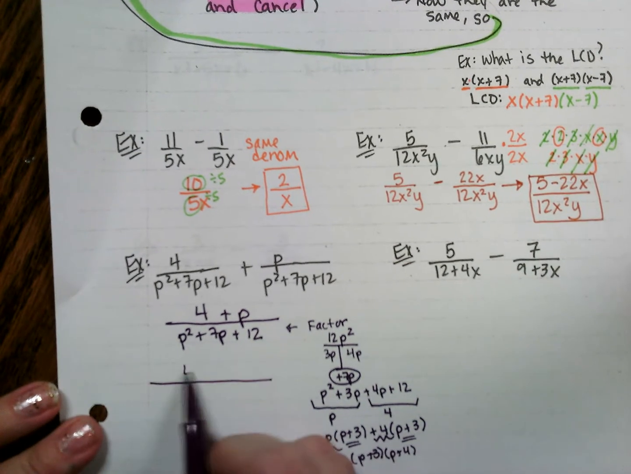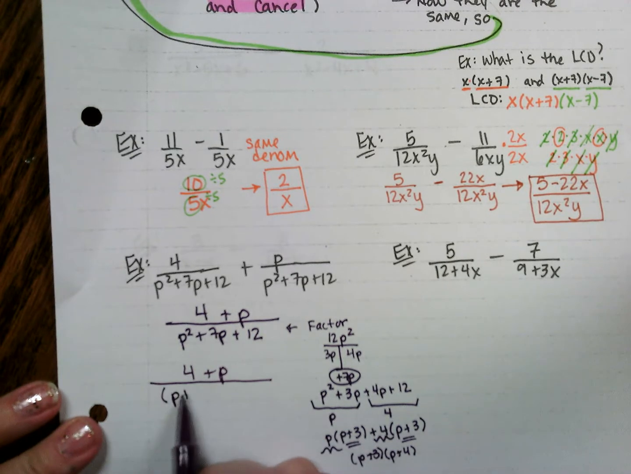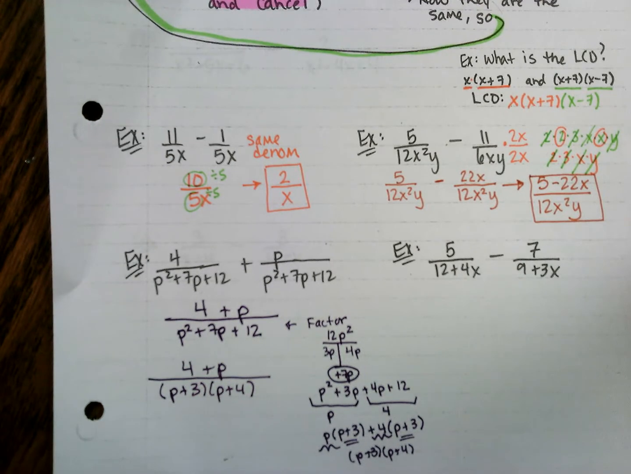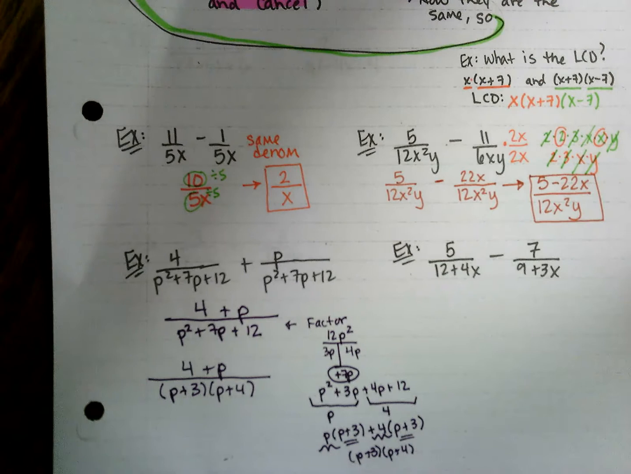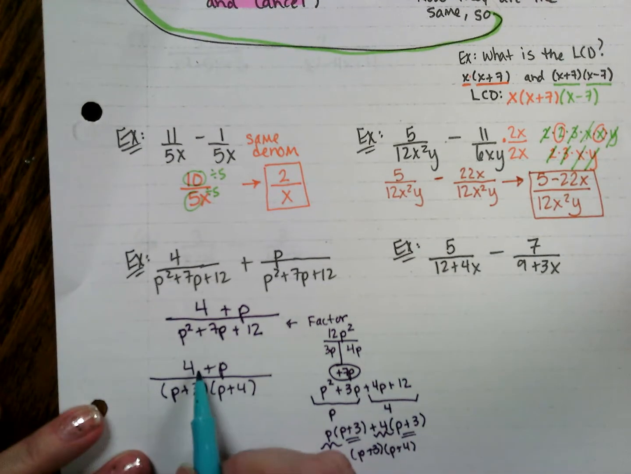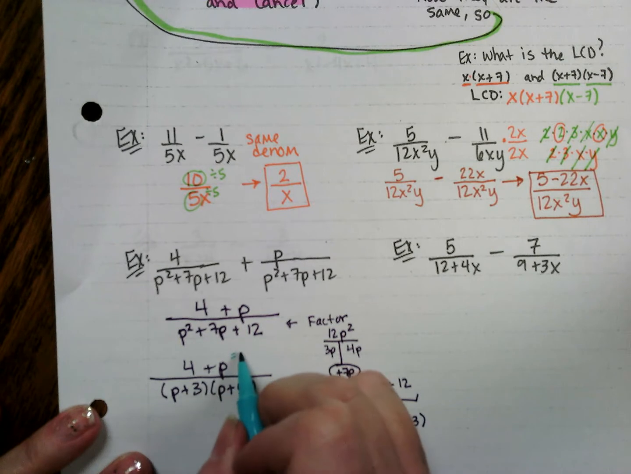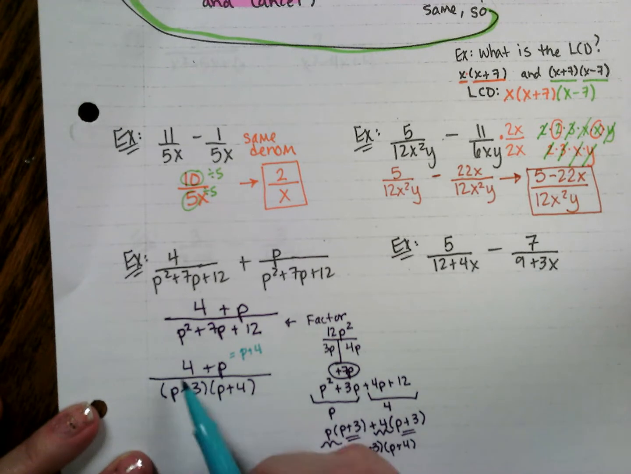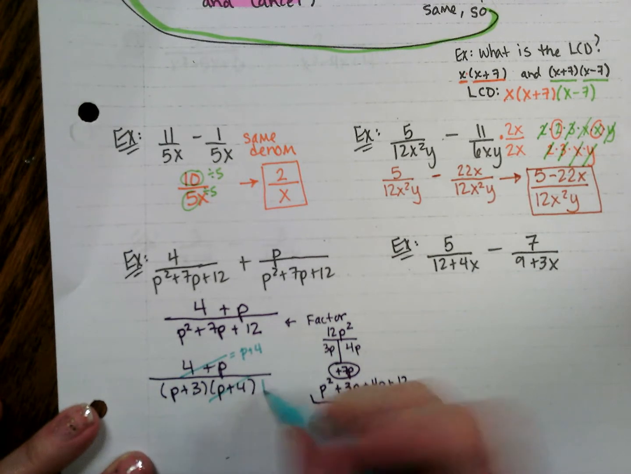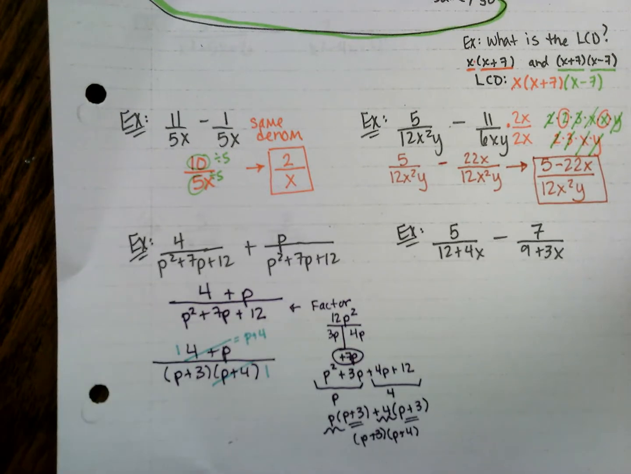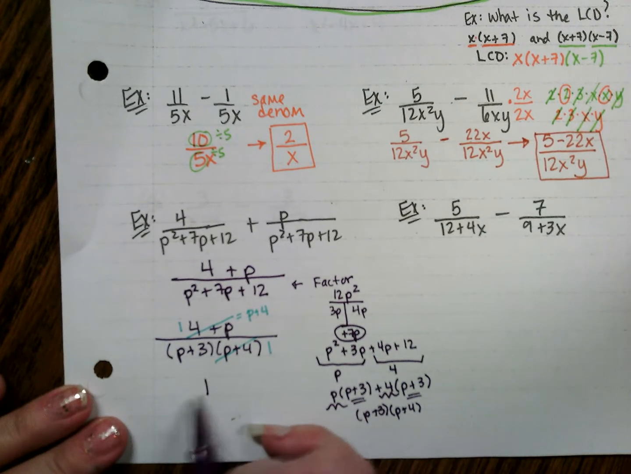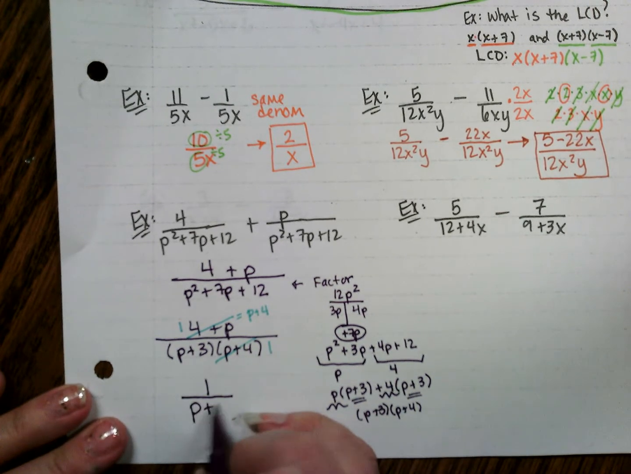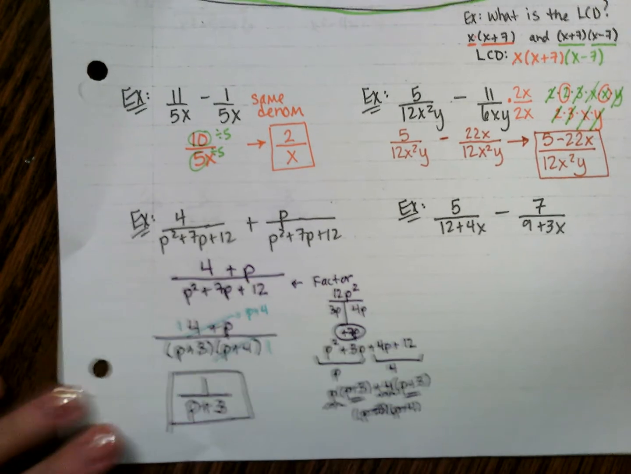So I have 4 plus p in the numerator, and I have p plus 3 times p plus 4 in the denominator. Well, because the p plus 4 down here matches the 4 plus p, because remember 4 plus p is equal to p plus 4 by the commutative property of addition, I can go ahead and cancel the 4 plus p and the p plus 4, which leaves a 1 in both of those spaces, so that my final answer in the numerator will be a 1, and in the denominator I'll have p plus 3 times 1, which just leaves me p plus 3. And that would be my answer.